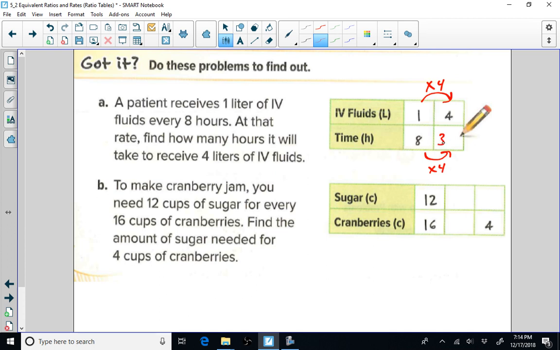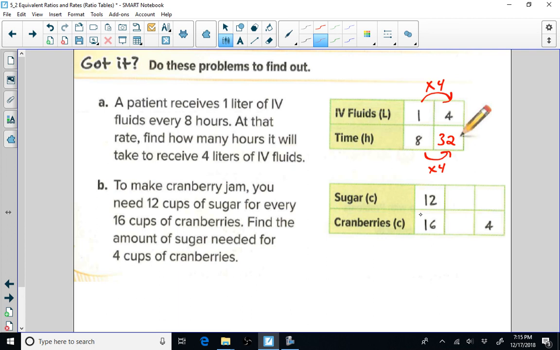So 8 times 4 would be 32. So it would take about 32 hours, right? About 32 hours, because the time is measured in hours, to receive about 4 liters of IV fluid. Let's look at example B. To make cranberry jam, you need 12 cups of sugar for every 16 cups of cranberries. Find the amount of sugar needed for 4 cups of cranberries.